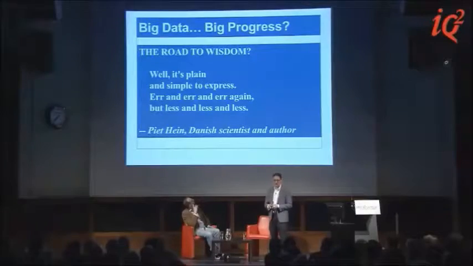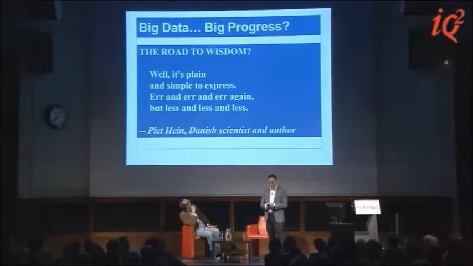So the big lesson, I suppose, is just this. This is a short poem from a Danish mathematician named Piet Hein. And he says, the road to wisdom, well, it's plain and simple to express: err and err and err again, but less and less and less.